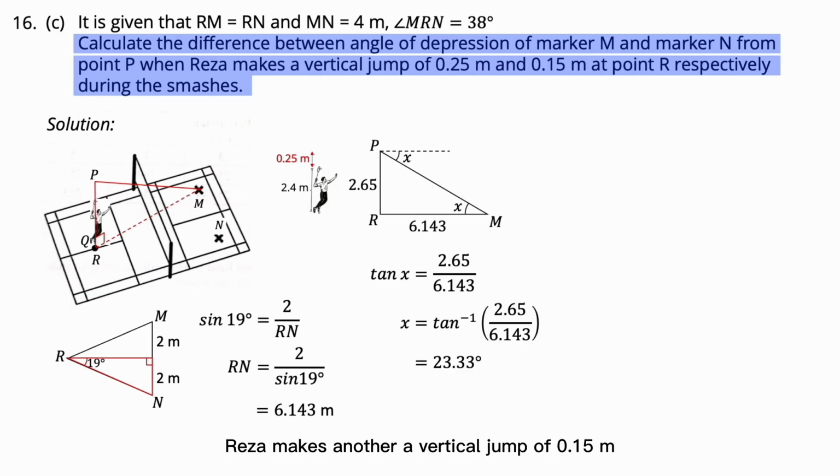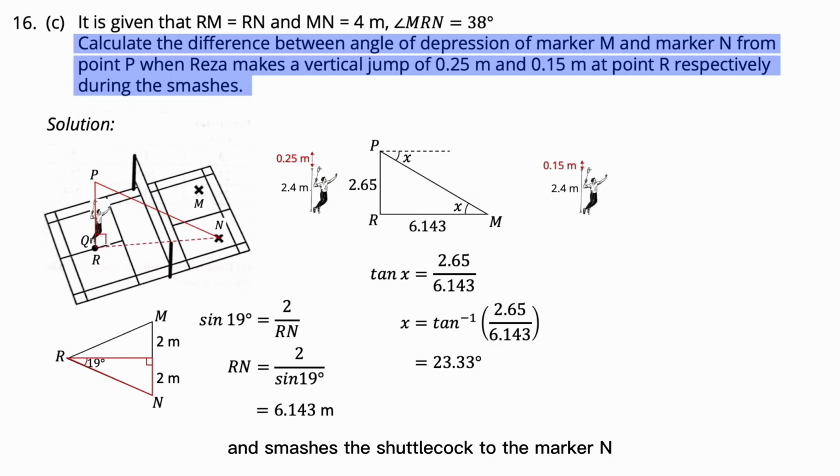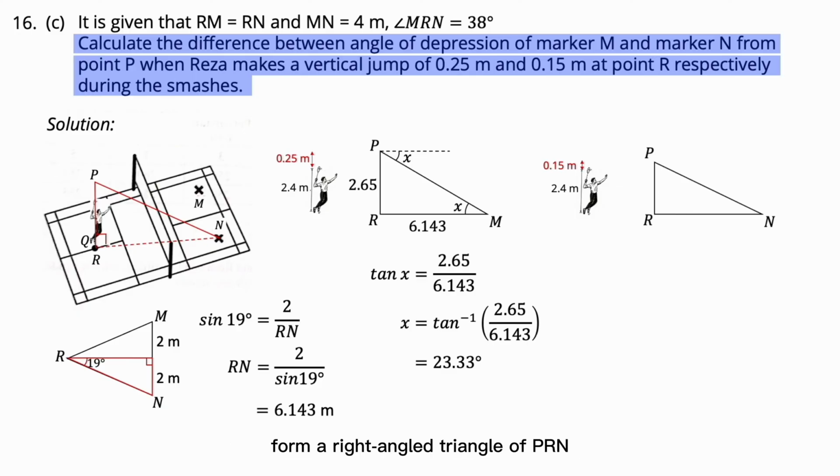Reza makes another vertical jump of 0.15 meter and smashes the shuttlecock to the marker N. Form a right-angle triangle PRN. The height during the smash is 2.55 meter. The height of Reza, 2.4 meter, added with 0.15 meter, PR equals 2.55 meter. RN is equal to 6.143 meter.